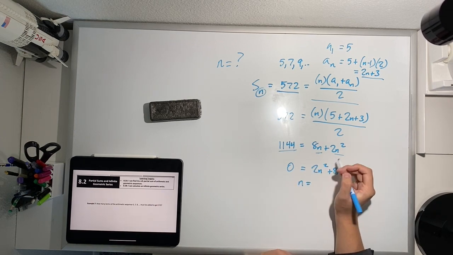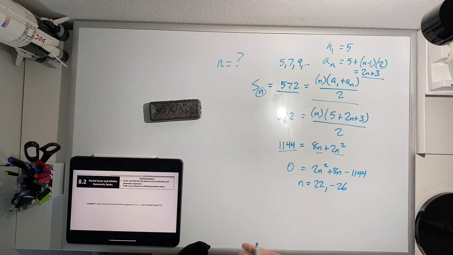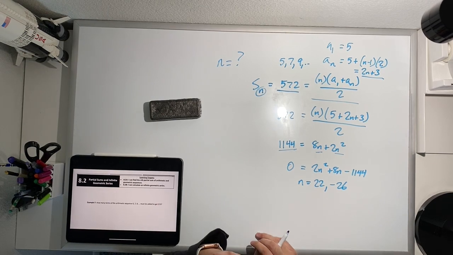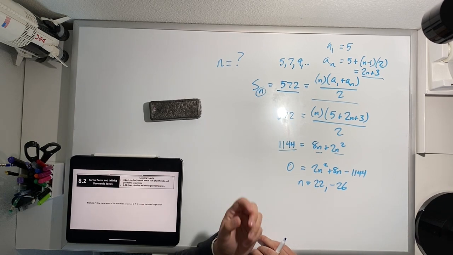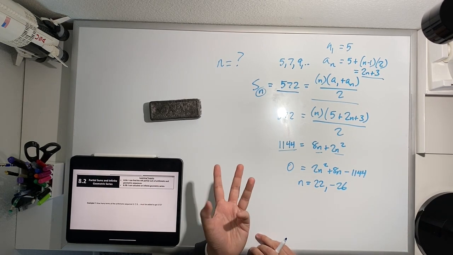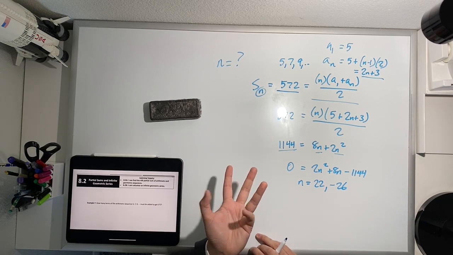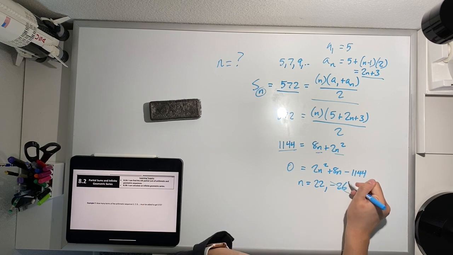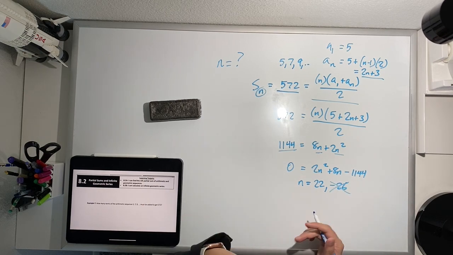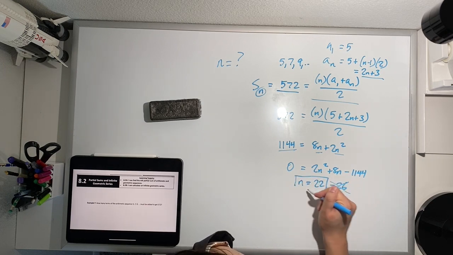No matter which method you use, you should get n equals 22 and negative 26. So how many terms must be added to get 572? So either we're adding 22 terms, or we're adding negative 26 terms. Now, does adding negative 26 terms actually mean anything? Of course not. We can't have a negative number of terms. So how many terms must be added to get 572?